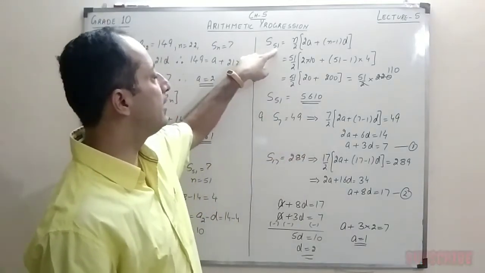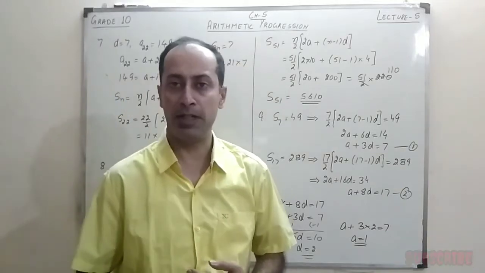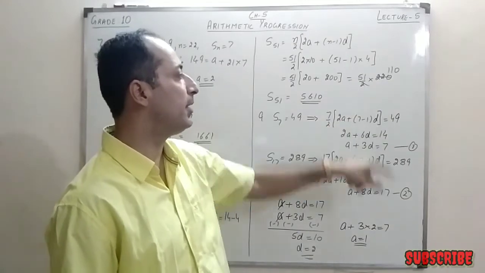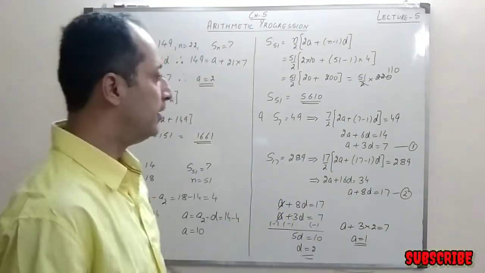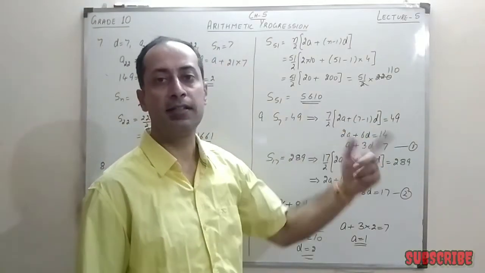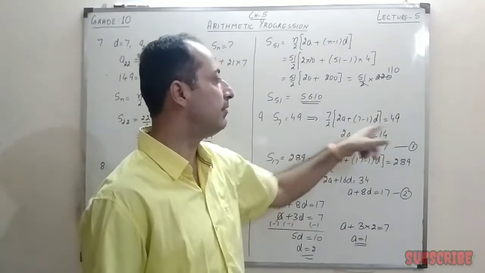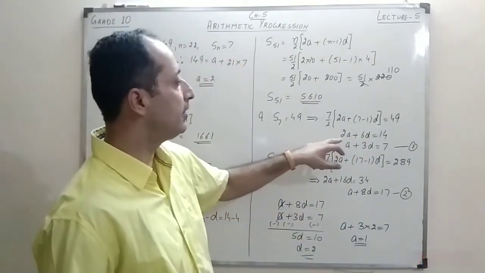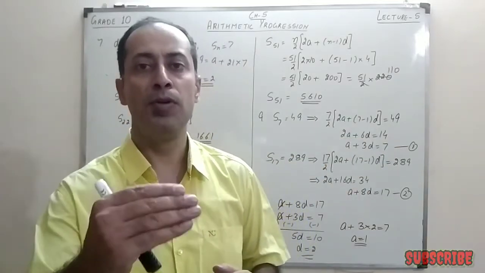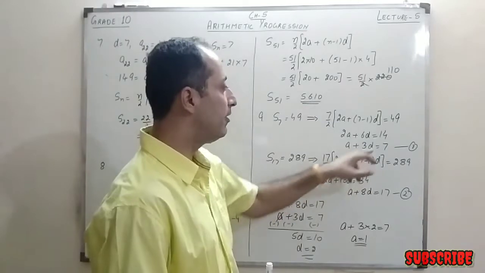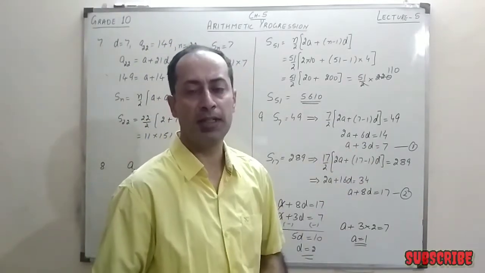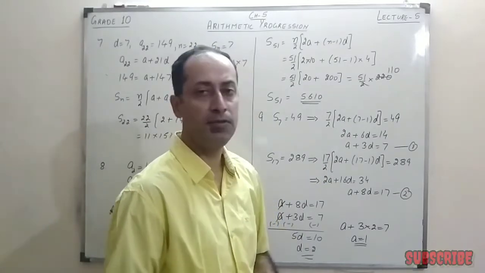I use this relation, Sn is equal to n by 2 into 2A plus n minus 1 into D, and I substitute the values. This is 7 by 2 into 2A plus 7 minus 1 into D equals 49. So next would be to simplify this. This 7 by 2 goes to this side and takes reciprocal. The 2 gets multiplied, 7 gets divided, and what I am left with on the left side is 2A plus 6D and on the right side it would be 49 into 2 upon 7, and that will be 14. So from here I have the first equation; I can take 2 as common and the first equation becomes A plus 3D equals 7.